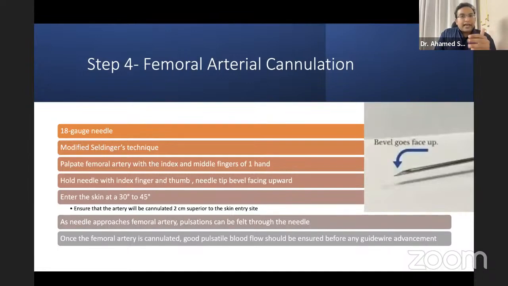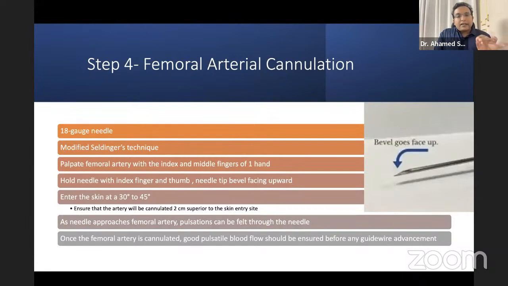Femoral artery cannulation, as we know, is done through the Seldinger technique or the modified Seldinger technique. After palpating with the index and middle finger, remove the middle finger and insert the needle, holding it with the index finger and the thumb, with the needle tip bevel facing upwards. It is directed almost towards the umbilicus, entering the skin at an angle of 30 to 45 degrees. As the needle approaches the femoral artery and we puncture, we will be able to see the pulsations through the needle. Once the femoral artery is cannulated, good pulsatile blood flow will be ensured, and the blood will even jet up to the lower end of the table, even if the BP is high. So there should be adequate pulsatile blood flow.